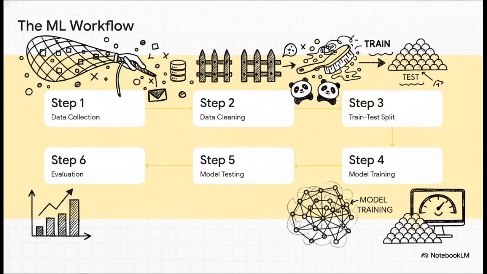Now, building a model pretty much always follows this standard workflow. After we collect and clean the data, that was our Pandas step, we do something really important, the train-test split. We use most of our data, maybe 80% of it, to train the model. Then we hold back the other 20% to test it. This is so important because it means we're checking its performance on data it has never seen before. That's the only true measure of how good it is.